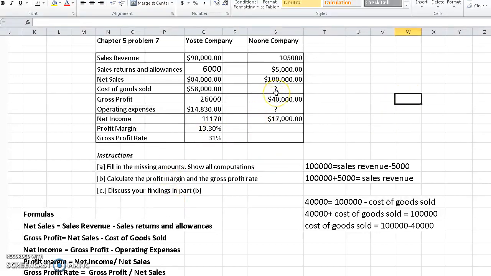We're looking for the cost of goods. Now, this is the formula we're going to use. Gross profit equals net sales minus cost of goods sold. So again, just kind of what we did. So we've got 40,000, which is the gross profit, equals the net sales, 100,000, minus cost of goods sold. Again, move the cost of goods sold around, and we get here 100,000 minus 40,000. So we'll just do that real quick.